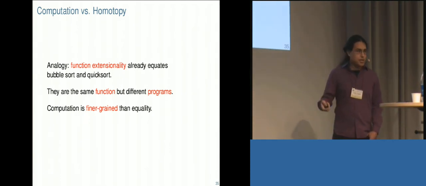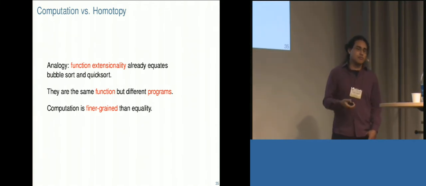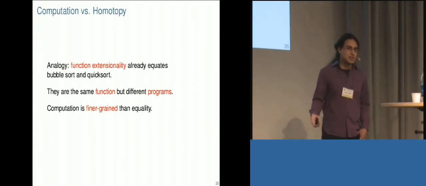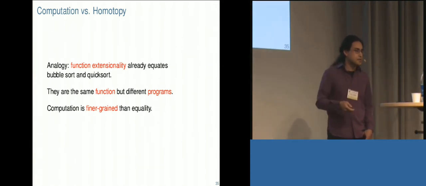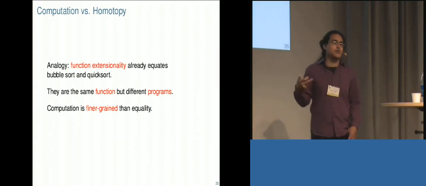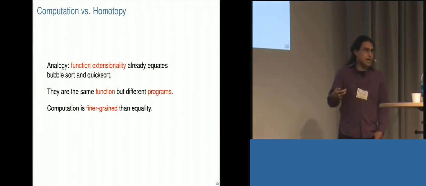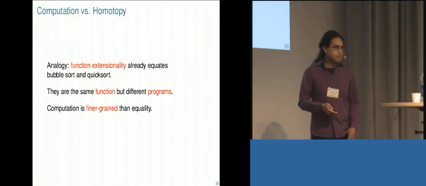All right, now, what that means is, for example, bubble sort and quick sort become equal. We say that they're equal. But as computer scientists, we care a lot about the fact that they're not the same. I mean, they're very different, sort of as computer scientists, even if they aren't as mathematicians. So the idea is that they're the same mathematical function, but they're very different programs, and they compute in different ways. And it shouldn't be surprising that two things that are equal still compute in very different ways. And so the idea is that you should just think of computation as finer grained than the internal equality.